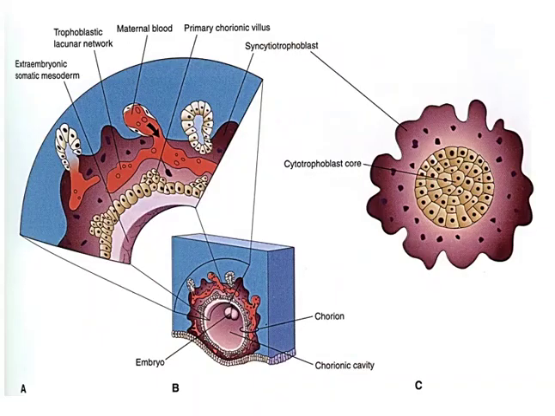You can see here the formation of primary villi as a projection of cytotrophoblastic cells into the syncytium, and in cross section it is formed with an outer layer of syncytiotrophoblastic cells and a core of cytotrophoblastic cells.